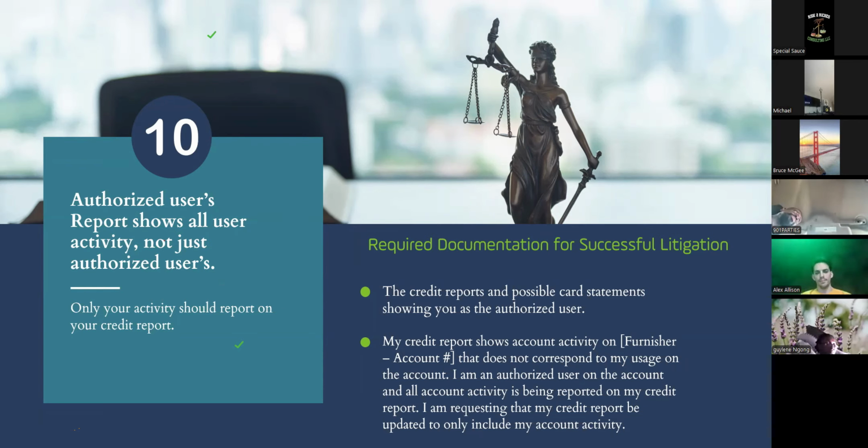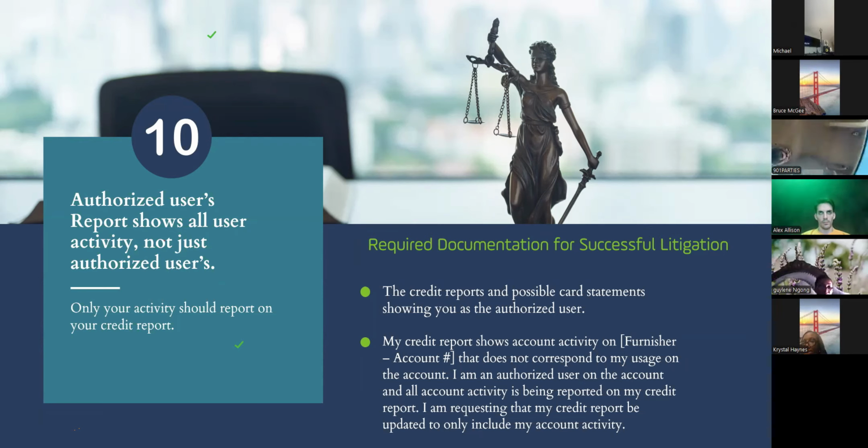One way to do it is that authorized user reports can't show all of the activity. If it's showing all of the activity from both, which it does almost 100% of the time, not just showing the user, that's a violation. So if you have one and you can't get it off and they aren't removing it, then you can send that in for litigation.